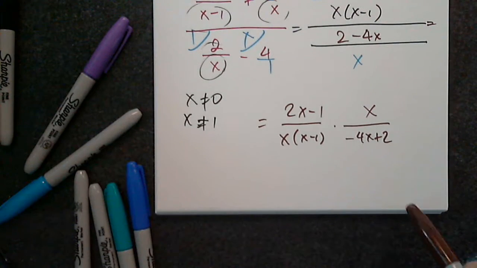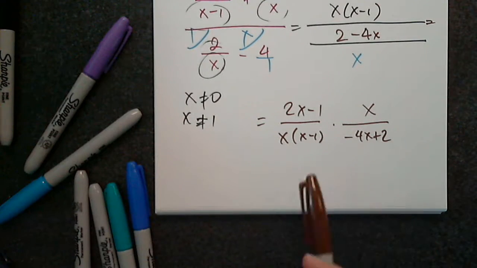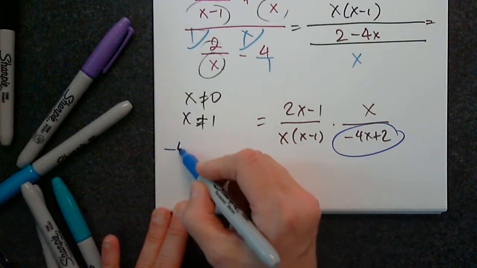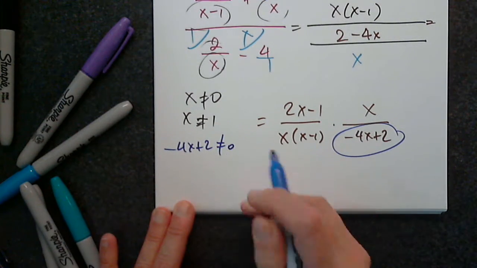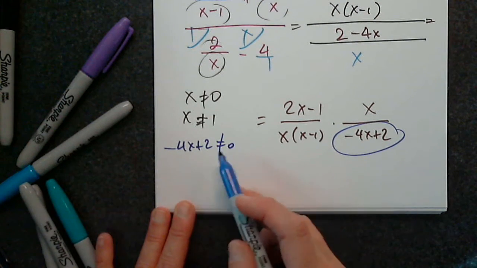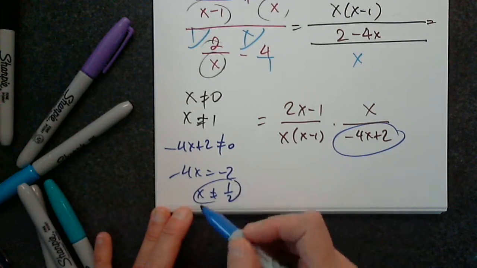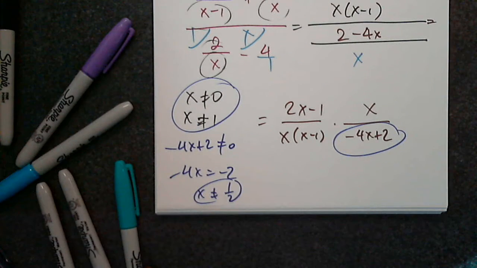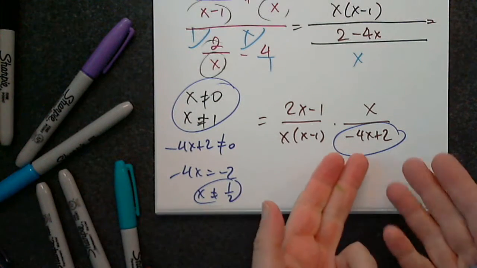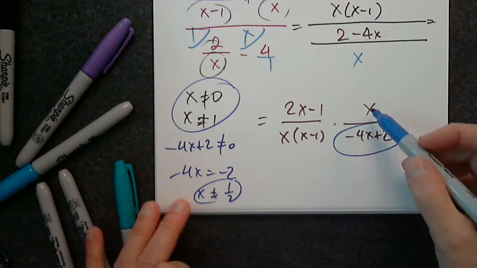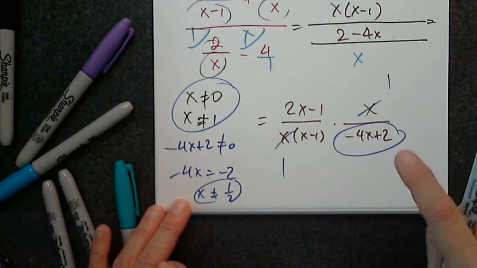Okay, then. So now I have a negative leading coefficient, and these two have a common factor. Also, I have to add to this list, negative 4x plus 2 cannot equal 0, so x does not equal 1/2. So we have three restrictions now. How come? This just popped up. We didn't have a negative 4x plus 2 in the denominator. Now we do, because we had to flip this.